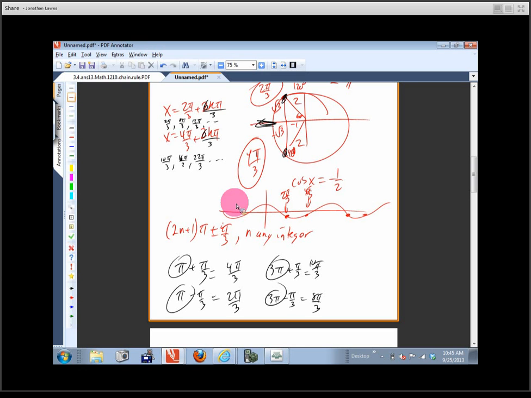Okay. Yeah. On what page? 3.3, number 42.